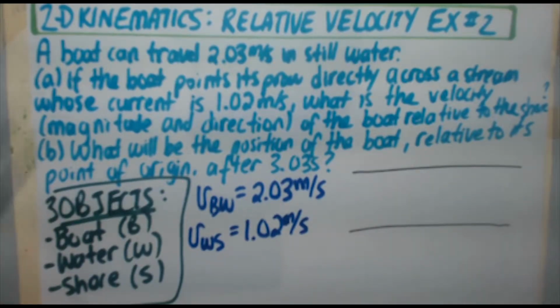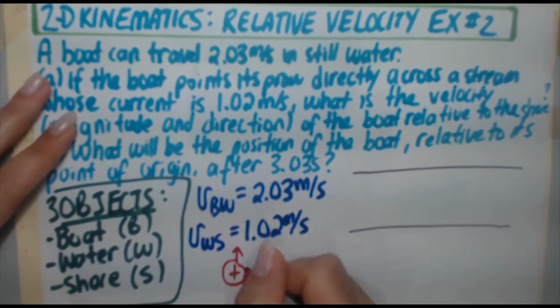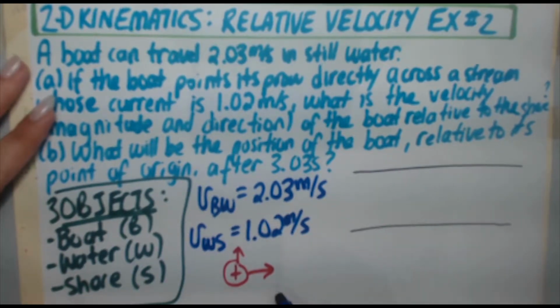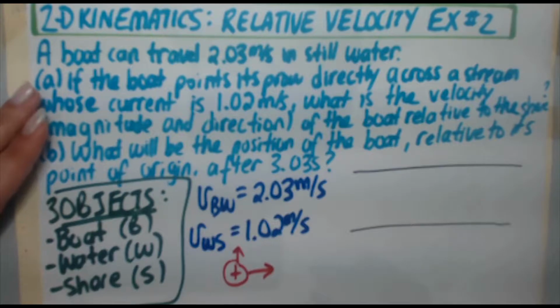Okay, now let's establish our positive directions. It is a two-dimensional problem, so I'm going to let positive be up and to the right. Again, see video 48 if you want to learn how to do it using x and y components. In this video, I'm going to solve it a little bit differently, although you'll notice that the math comes out to be almost the same.